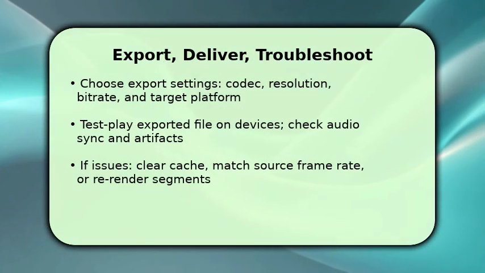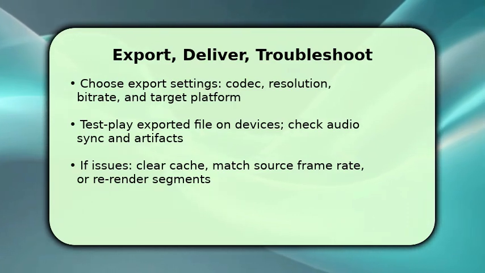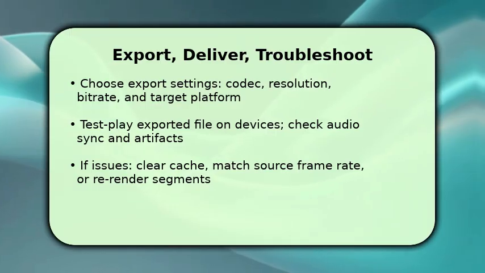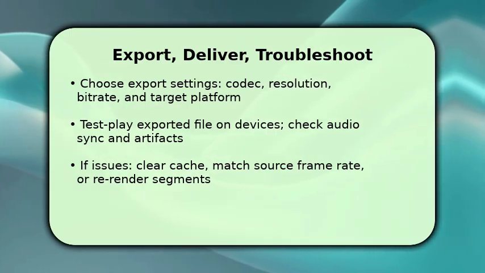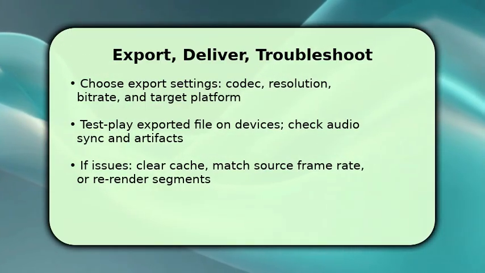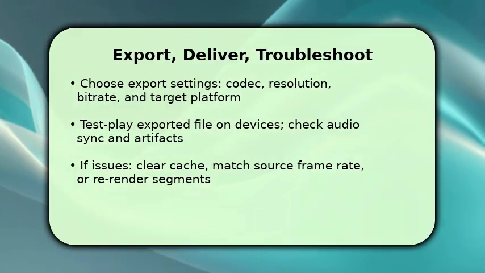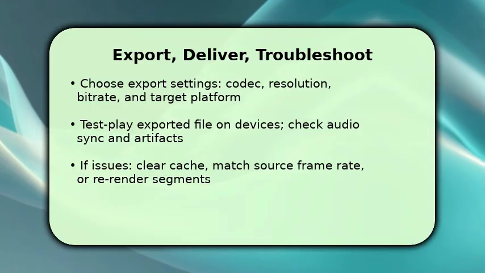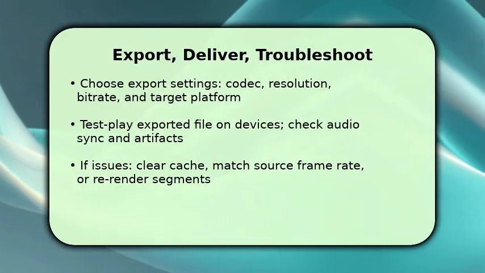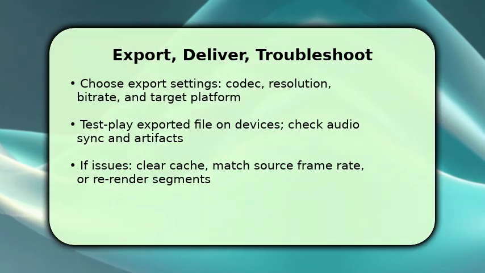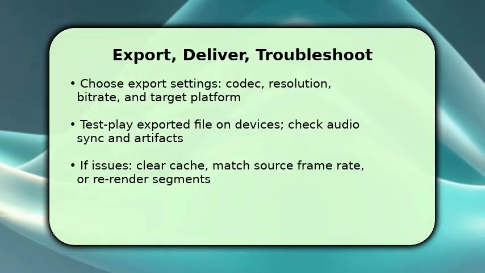You're ready to export. Pick the correct codec, resolution, and bitrate for your destination and enable hardware encoding if available to speed up export. Once exported, play the file on a phone and desktop to confirm audio sync, color fidelity, and artifacts. If you encounter glitches, try clearing Clipchamp's cache, ensure the project frame rate matches source media, or render only the problem segment and replace it in the timeline.